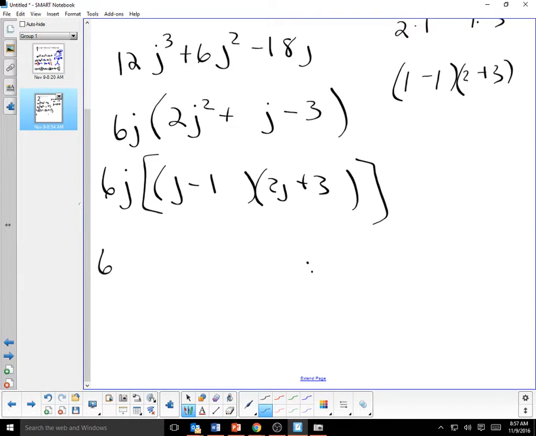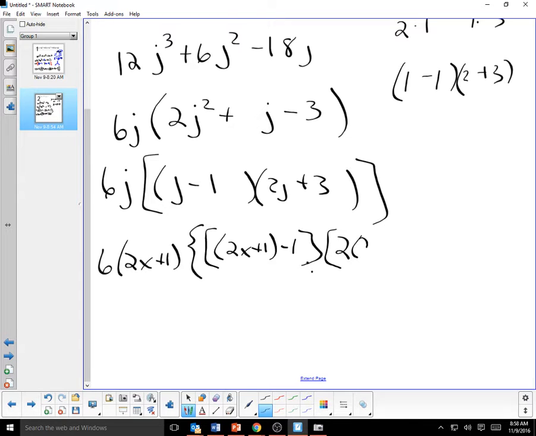6, what was j? 2x plus 1, braces, bracket, parenthesis, 2x plus 1, minus 1, close bracket, open bracket, 2 times 2x plus 1, parenthesis, plus 3, close bracket, close braces. And they said don't simplify it, right?